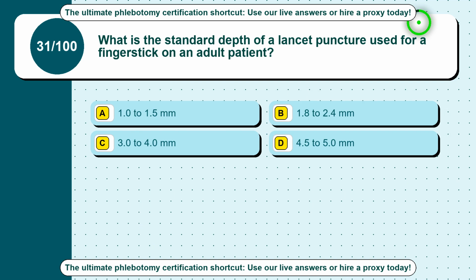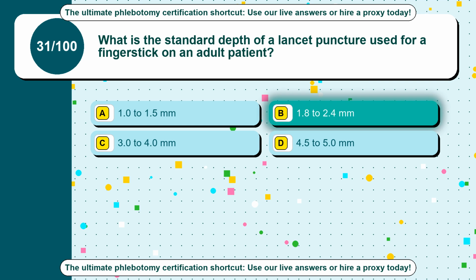Question 31. What is the standard depth of a lancet puncture used for a fingerstick on an adult patient? Option A, 1.0 to 1.5 mm. Option B, 1.8 to 2.4 mm. Option C, 3.0 to 4.0 mm. Option D, 4.5 to 5.0 mm. The correct answer is option B, 1.8 to 2.4 mm.